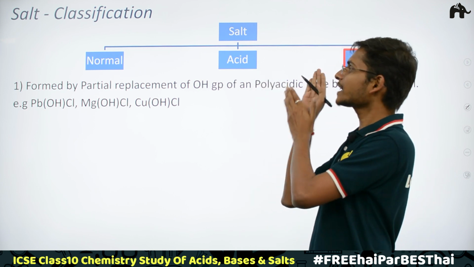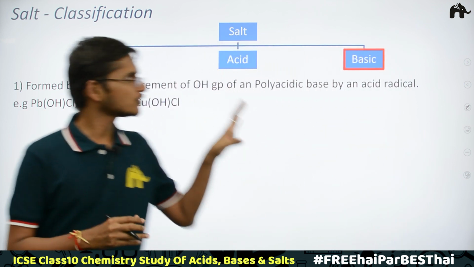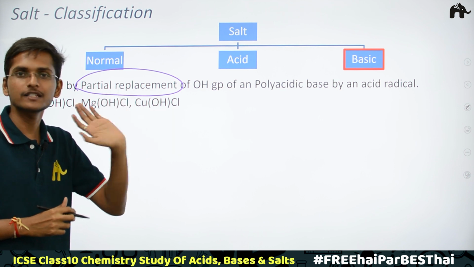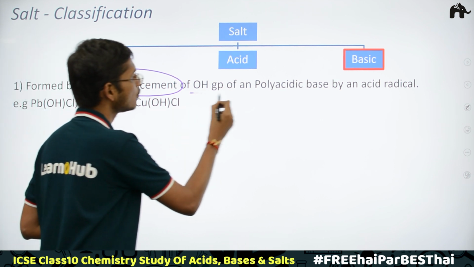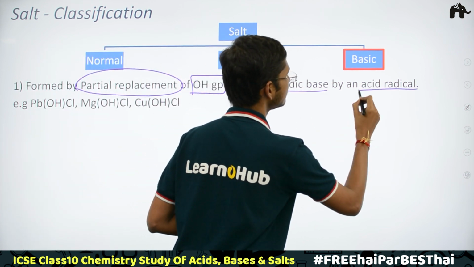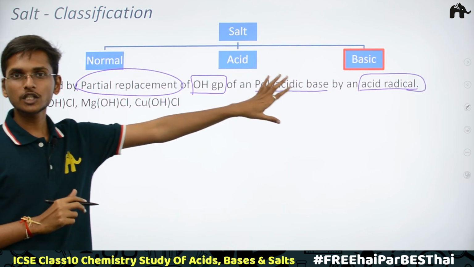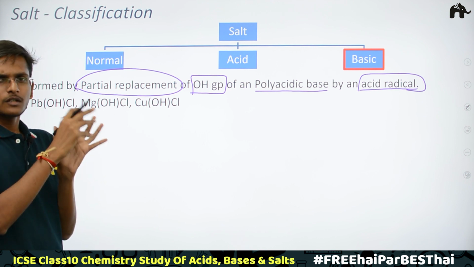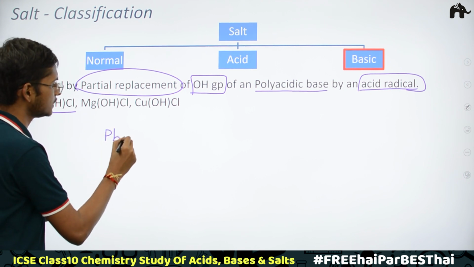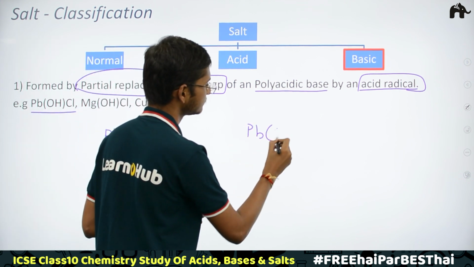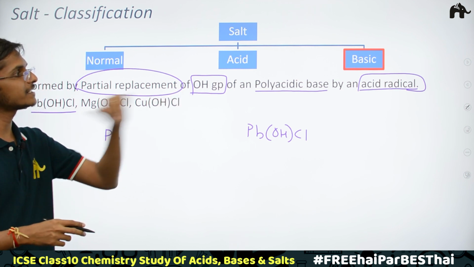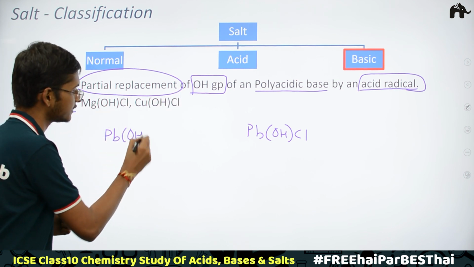Now let's see the last type of salt, which is basic salt. This basic salt is formed by partial replacement, like the acid salt, but here the partial replacement is of the OH group of a polyacidic base by an acid radical. This acid radical term is new to you, but you know what a polyacidic base is. Let's understand this with an example. I am taking the first example, PbOHCl. This salt is a basic salt, formed by the partial replacement of the OH group of a polyacidic base. Which polyacidic base? Pb(OH)2.